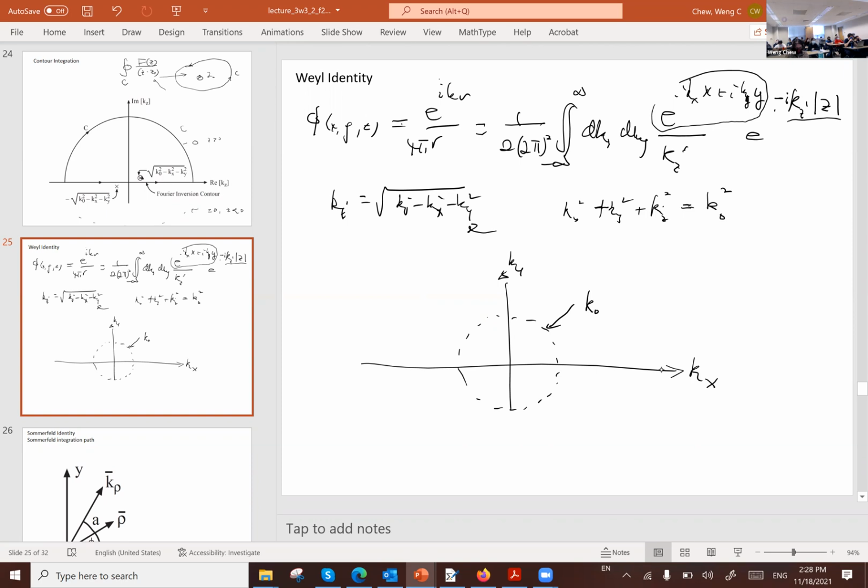So when kz becomes pure imaginary, what kind of wave do you call it? Evanescent wave. So very good. So what you see is that outside this circle, you have evanescent spectrum. Inside here, you have propagating spectrum.